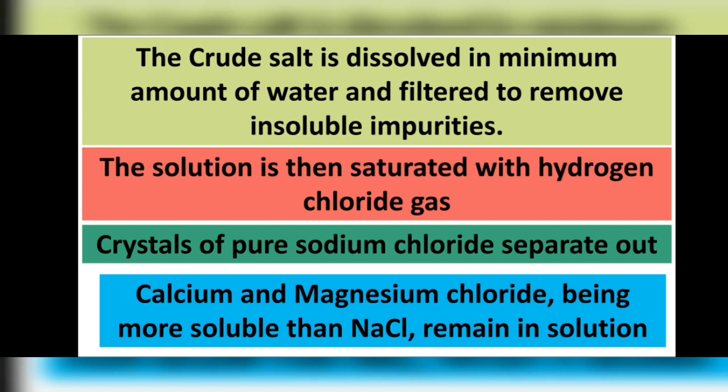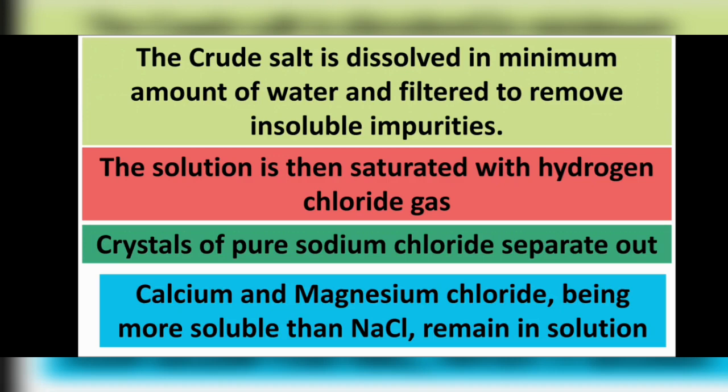Okay, now in that only soluble impurities will be present. Now what you have to do is saturate that solution with hydrogen chloride gas. Saturation means that once the reaction is done, no more reactions will occur. So that solution you have to saturate with hydrogen chloride gas. Once it is done, you will get crystals of pure sodium chloride separating out.